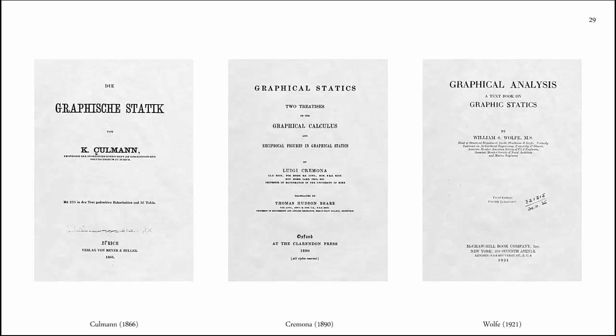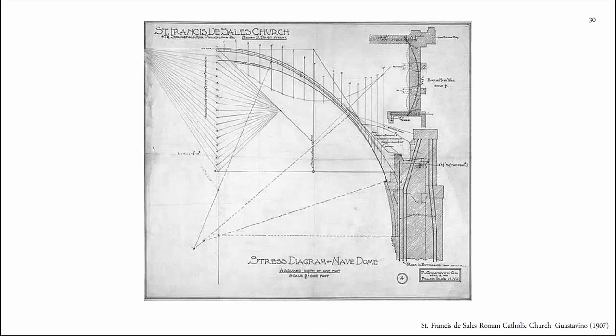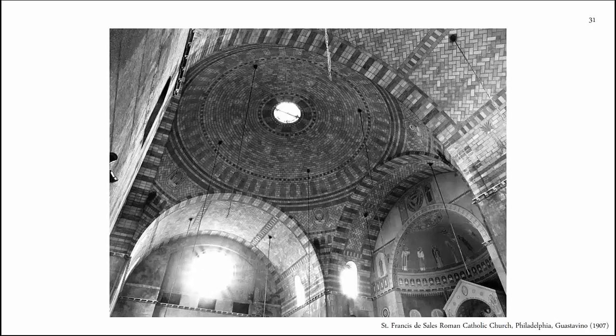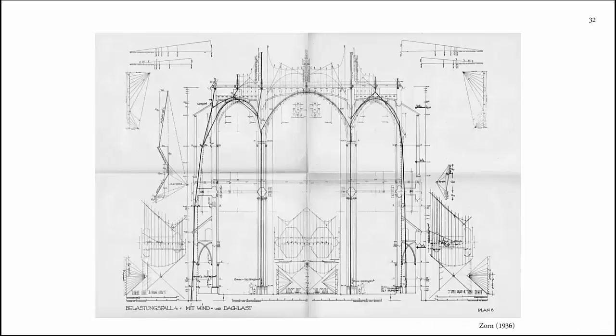And then there are other examples of this book that was developed by Cremona and Wolf and many others afterwards. So many people, engineers, let's say designers, use this technique in order to design their buildings. This is a section, the cross-section, that has been designed again by Guastavino, and this is the section through St. Francis de Sales Roman Catholic in Philadelphia, and this is the built structure based on these techniques. What is quite interesting about graphic statics is that it's been used in many buildings since 1864.